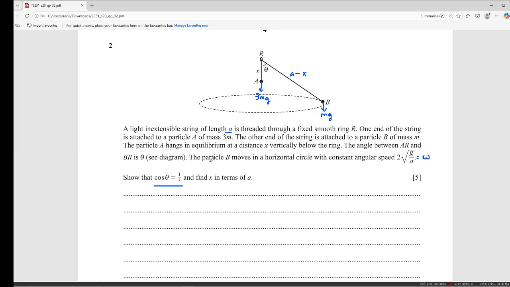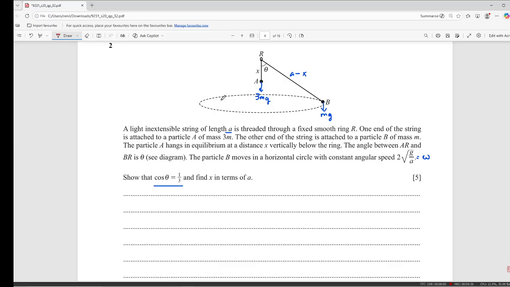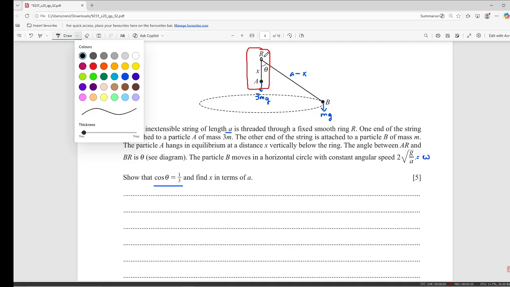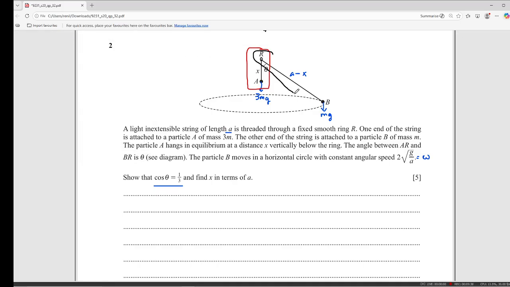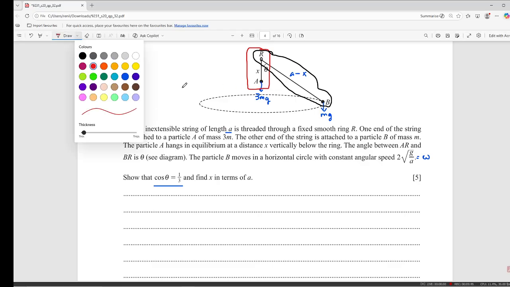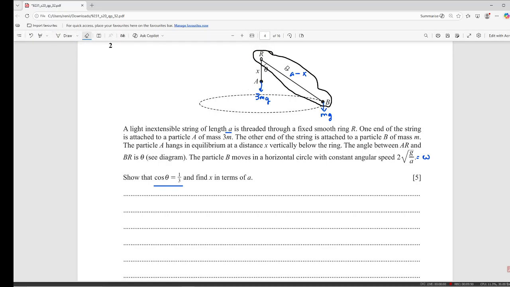Fine. So how would we do this? I would initially start by resolving the forces. So let's use a different ink. Since we have two particles, we can model it into two different systems. The first system can be this right here, and the second system can be this right here. So let's evaluate the first system. We can see that there will be a tension. Let's erase the second thingy.